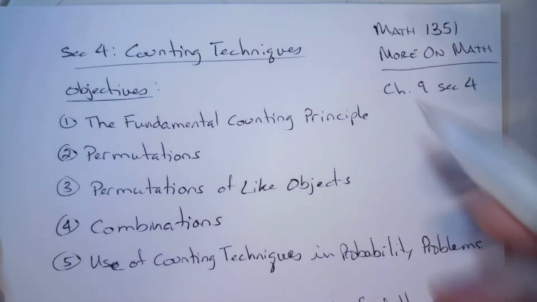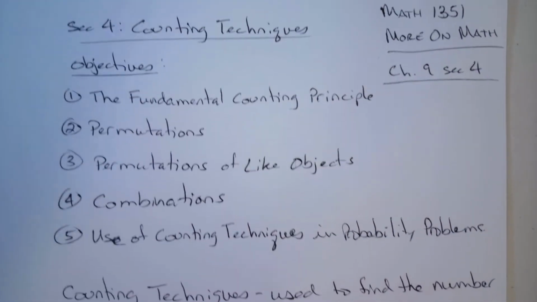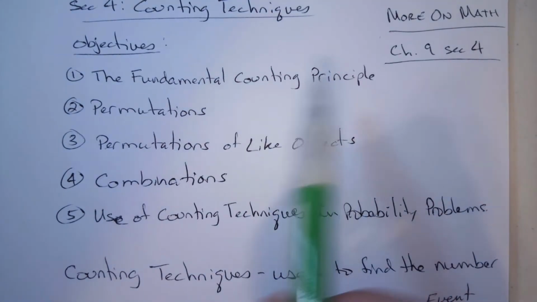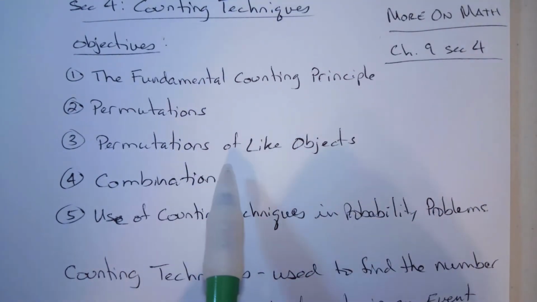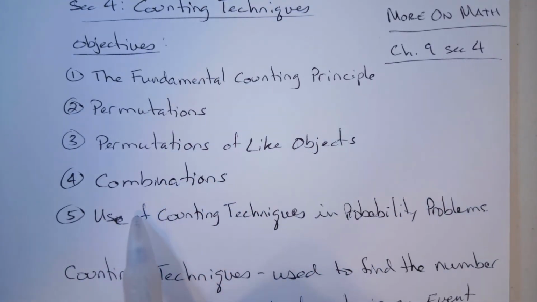Today we're going to talk about Chapter 9, Section 4. Section 4 deals with counting techniques. Our objectives for this section are to discuss the fundamental counting principle, permutations, permutations of like objects, combinations, and the use of counting techniques in probability problems.